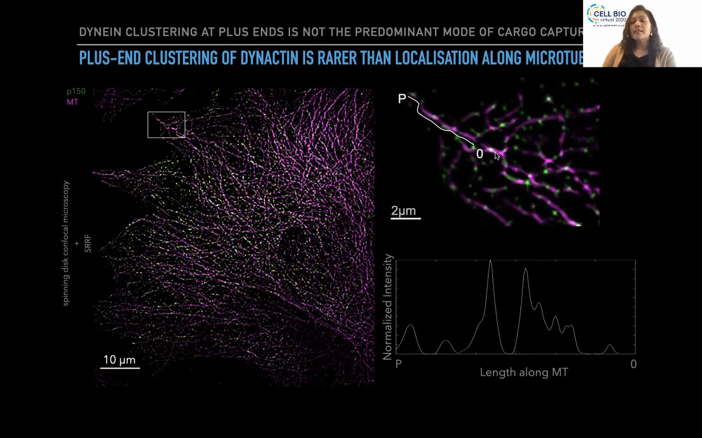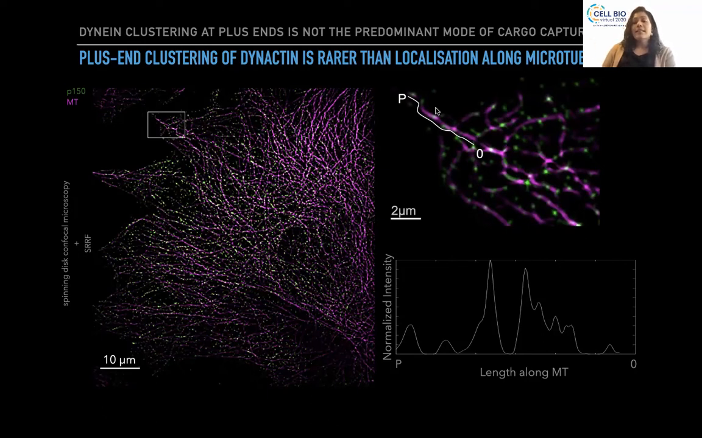microtubule. So there is this theory in the field, which is that dynactin accumulates at the growing plus tips of microtubules because of its association with the EB1 and CLIP170 complex. And because of dynactin's clustering at the growing plus ends, dynein also clusters at the growing plus ends of microtubules and therefore is able to capture cargo at the cell periphery.